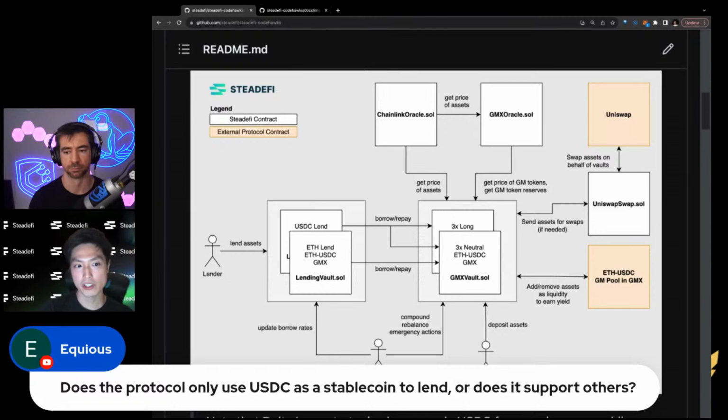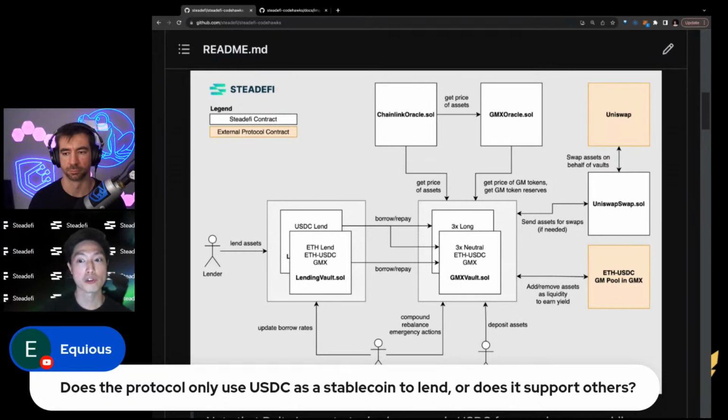But if the question is, do we support other assets to lend? The answer is yes. For example, there's an ETH lending pool. There's also a Red Bitcoin lending pool, because for every liquidity pool on GMX, so there are various liquidity pools, ETH USDC, Red Bitcoin USDC, ARB USDC, and so on and so forth, we have strategy vaults for those.